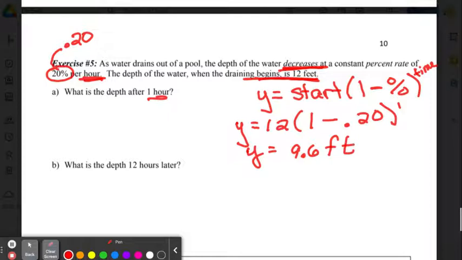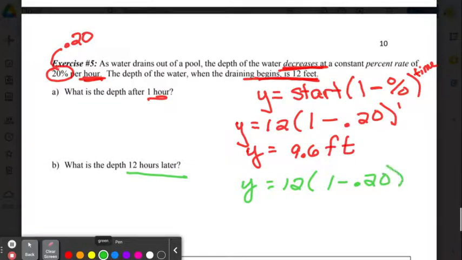Now, using the same setup for part B, they say, what is the depth 12 hours later? Work on this on your paper, and then off to the side, write what you got for an answer. So when I write my equation, I have 1 minus 0.20. And this time, instead of a 1, I'm going to use a 12. And then I put that in my calculator, and I get 0.8.